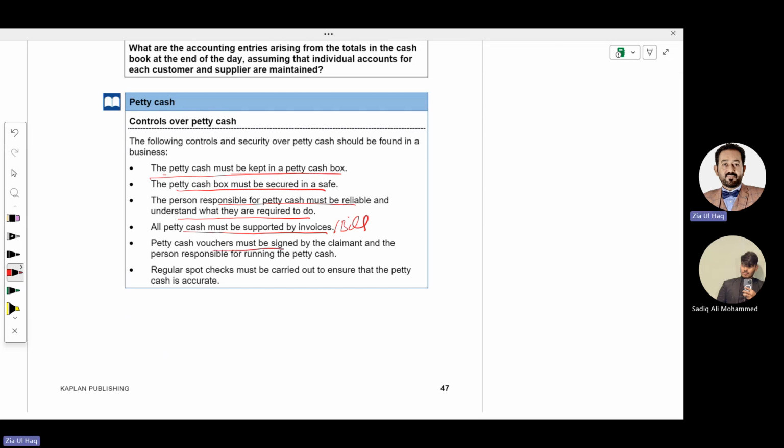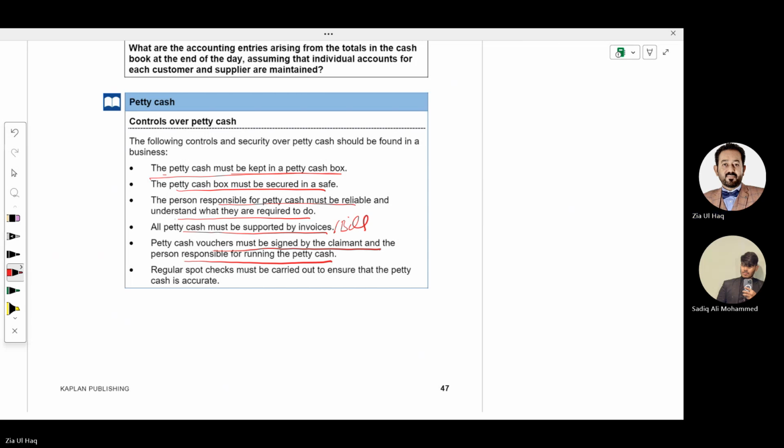Petty cash vouchers must be signed by the claimant and the person responsible for running the petty cash. If suppose sales department people have a order, we need a printing paper. And this clerk have bought the printing paper for sale department. The bill for the printing paper should be signed by the sale department, like we asked him to pay this amount.